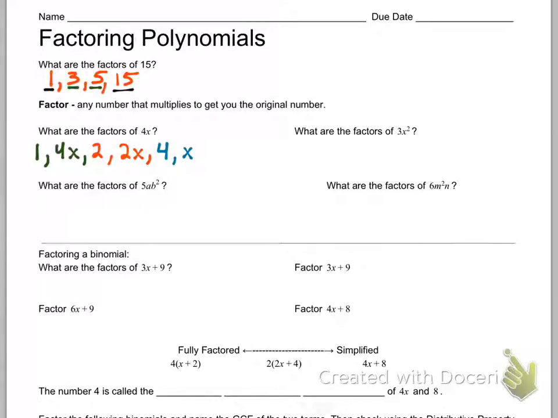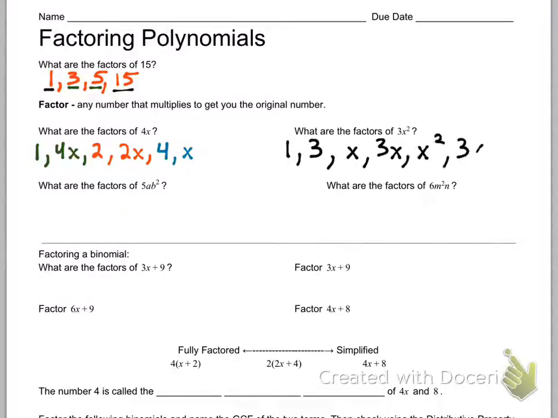I don't like how I listed them here, but I wrote them this way so that you could see which multiply to get you 4x. I much prefer writing them this way, so let's try the next one. The factors of 3x squared are 1 and 3. Notice I wrote down all the factors of the coefficient first. And then there's x, because you can multiply x times 3x to get 3x squared.